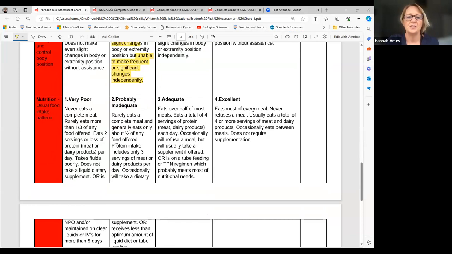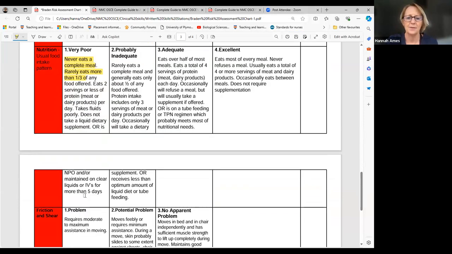The next one is nutrition. So there's quite a lot of information in nutrition. To score 1, which is very poor, they never eat a complete meal, or they rarely eat more than 1/3 of food offered. It can also apply to someone that is nil by mouth, or someone that is just on clear IV fluids. So just look for that key information again.